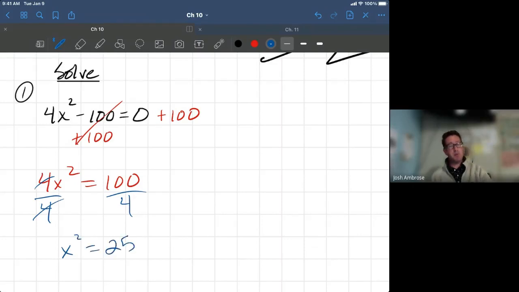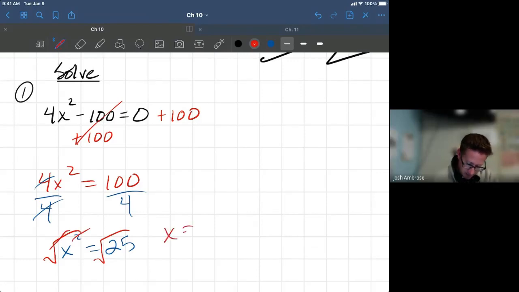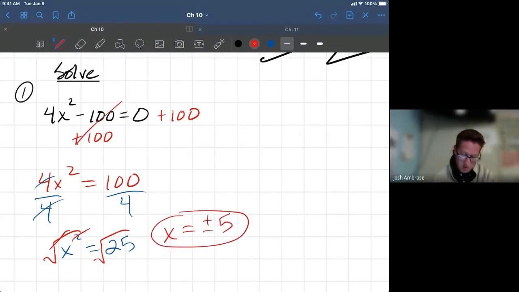And this works out perfectly because 25 is a perfect root. Also, 25 is a positive number here, so we can take the square root. Square root will cross out with the squared, and the square root of 25, x equals plus or minus 5. Make sure that you remember to put in that plus or minus sign right there. All right, so that's number 1.